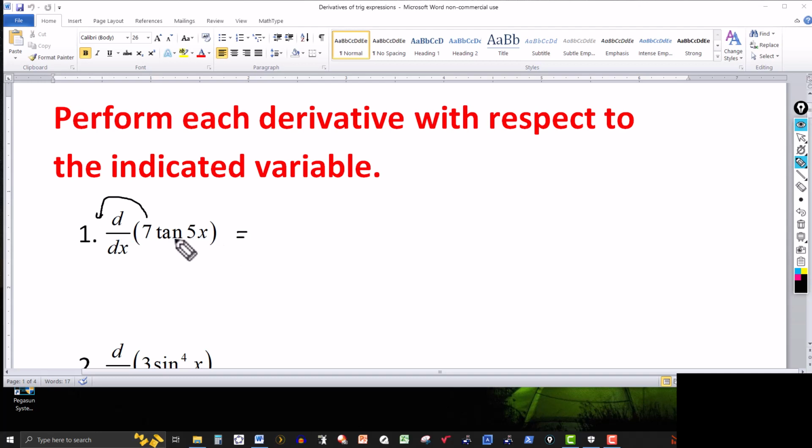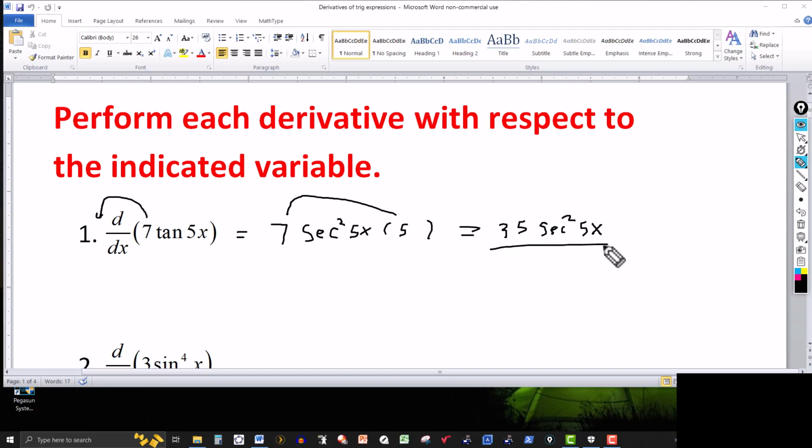So we can say, well, the derivative of tangent is secant squared 5x, and then you multiply this by the derivative of 5x. That's using the chain rule. This will be a 5, and the 7 just comes along for the ride there, and then we multiply the constants. That's 35 secant squared of 5x. So 35 secant squared of 5x. That's the solution for the first one.